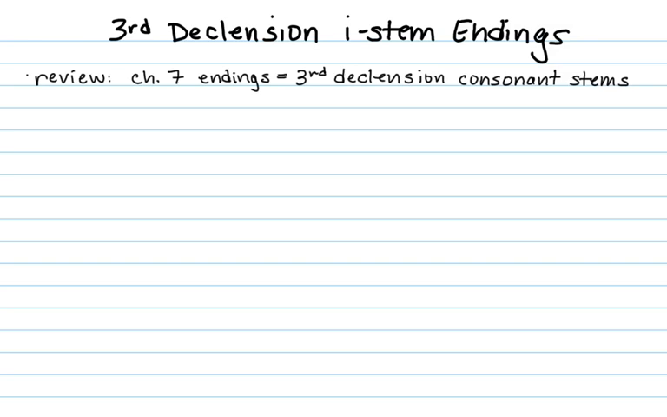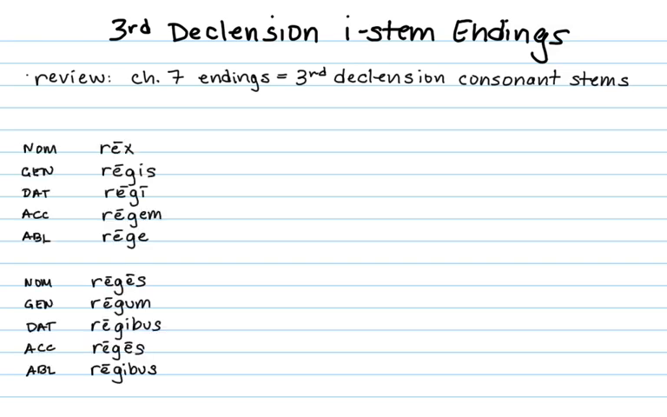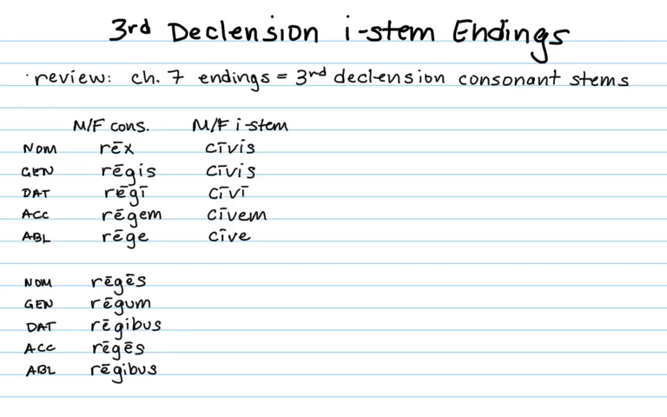Those endings we call the consonant stem endings. Our sample noun is rex, regis, regi, regem, rege, reges, regum, regibus, reges, regibus. This is a consonant stem, and these are the masculine and feminine endings. Rex happens to be masculine. For the new material, if you have a masculine and feminine third declension noun that is an I stem, you'll notice that most of the endings are the same.